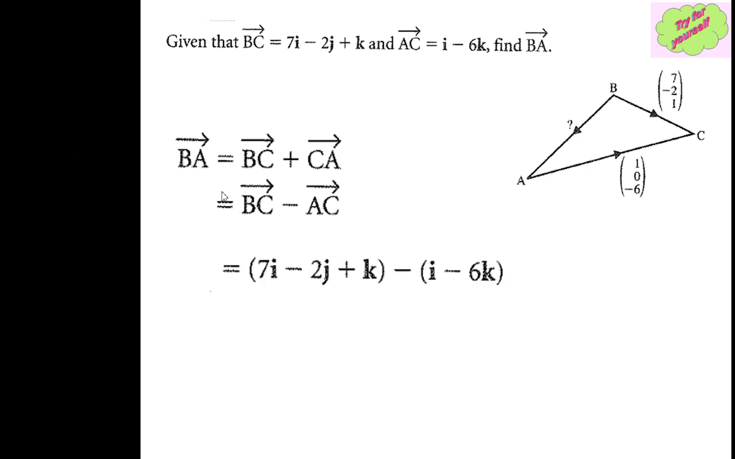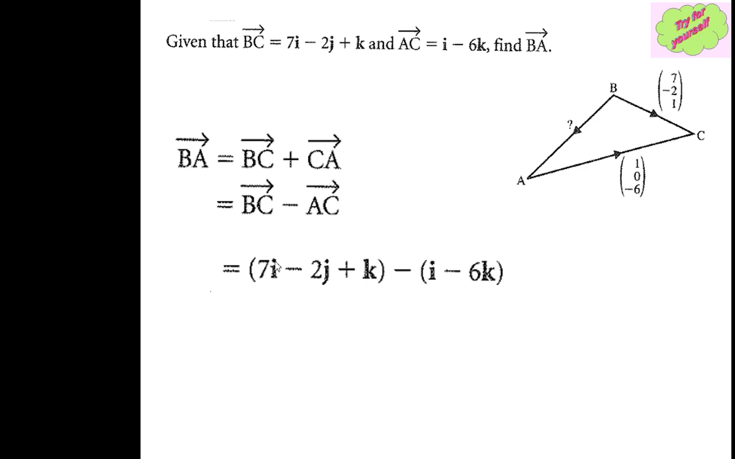If you're doing BC minus AC, because we're going BC plus CA, which is like saying BC minus AC because it's a negative of this, then you would get 7i minus 2j plus k, with brackets around here, minus all of this. It's important you have the brackets on the second one, especially because it's minus i minus minus here. So it's plus 6k.